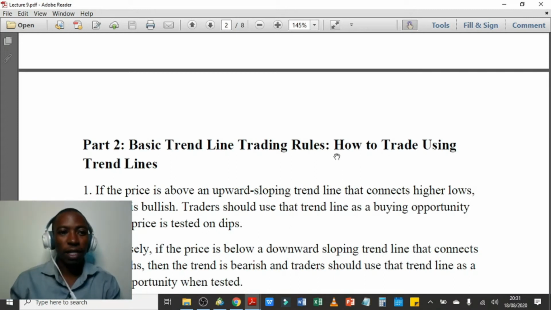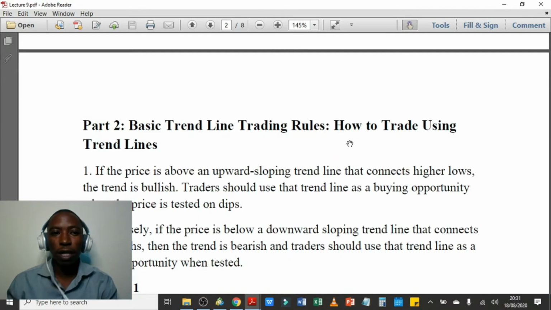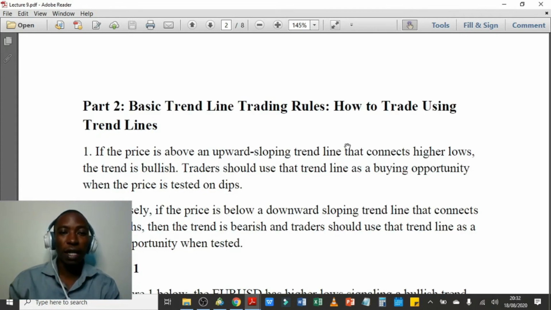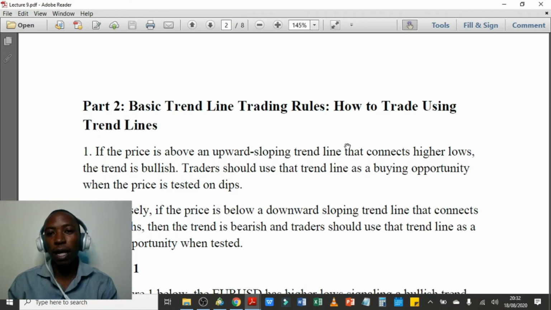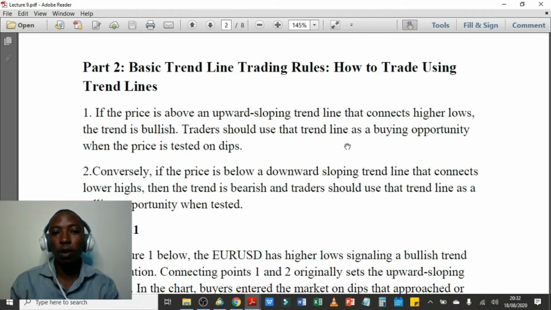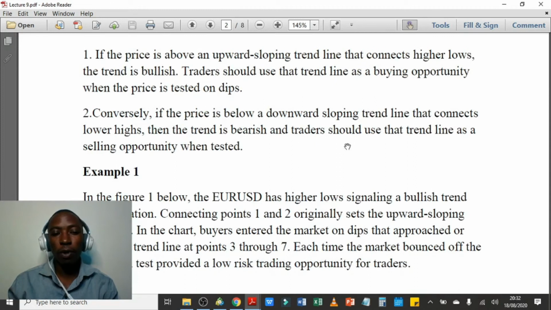In part 2, guys, as you can see, we have basic trendline trading rules and how to trade using a trendline. As I shared with you earlier when we were sketching the trendline, there are basically two rules. If the price is above an upward sloping trendline that connects higher lows, the trend is bullish. Traders should use that trend line as a buying opportunity when the price is tested on dips. Conversely, if the price is below a downward sloping trend line that connects lower highs, then the price is bearish and traders should use that trend line as a selling opportunity when tested. As simple as that.